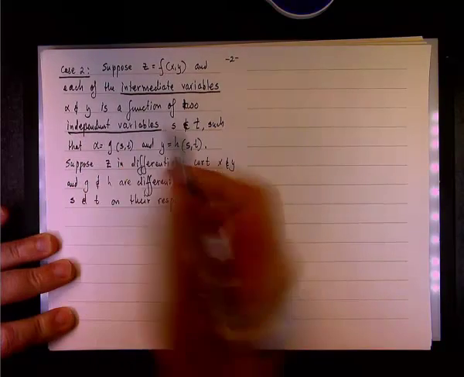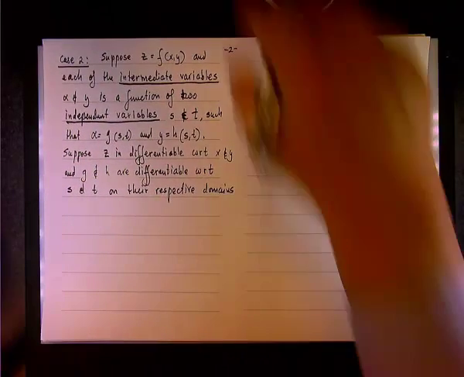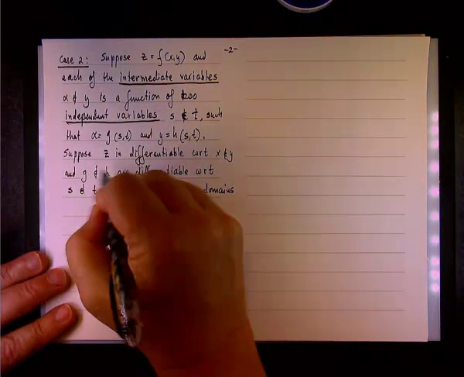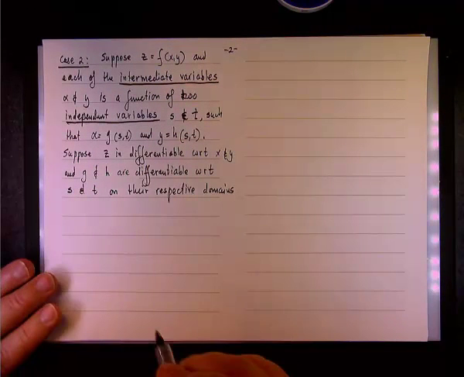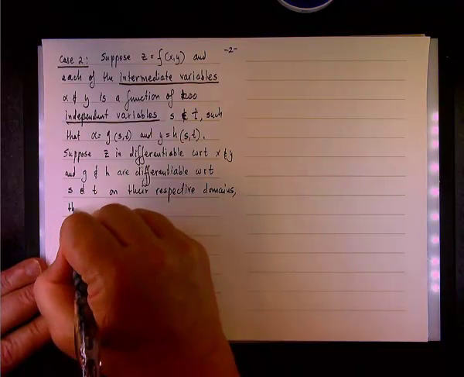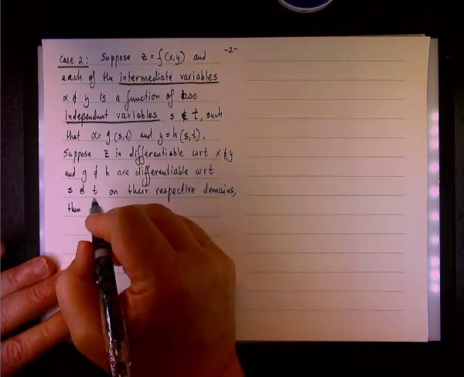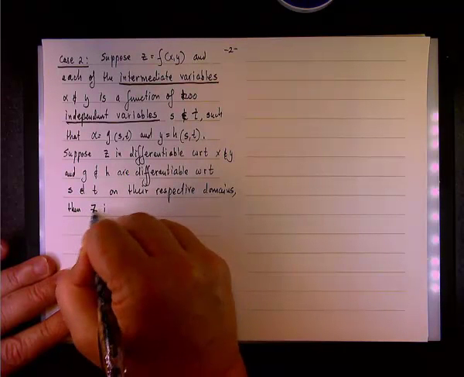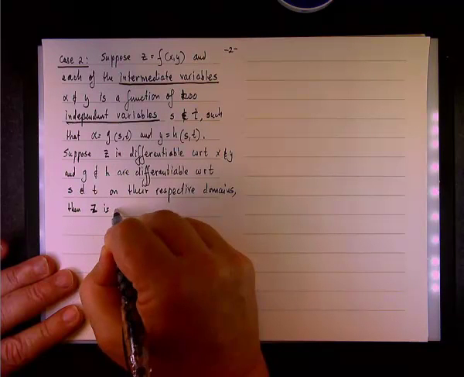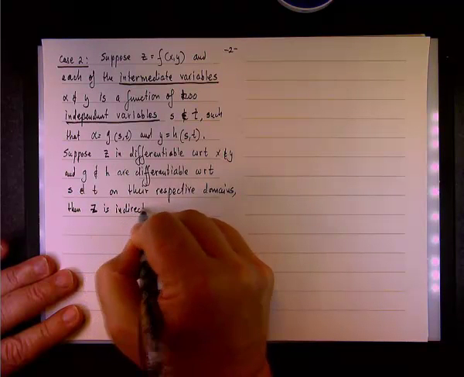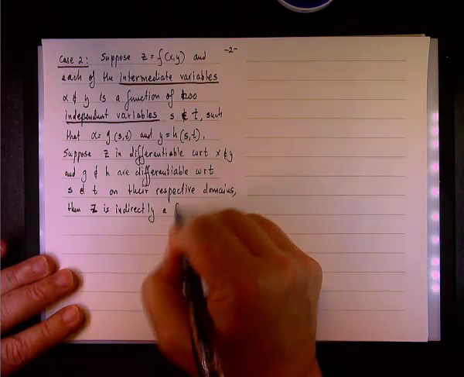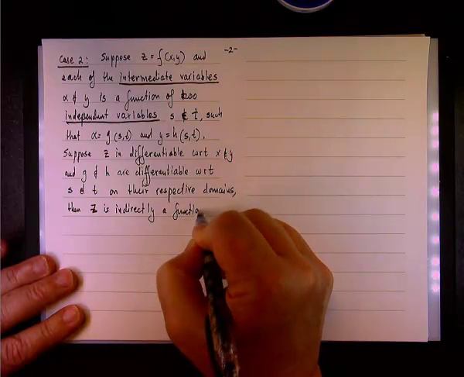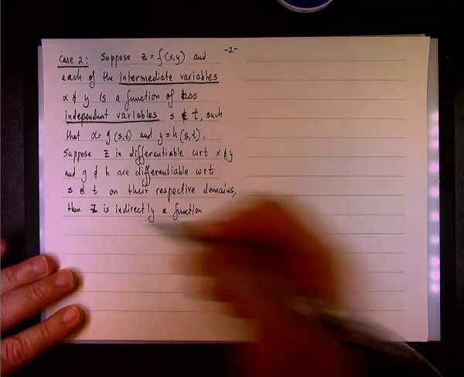We have intermediate variables, we have independent variables. So maybe we'll underline these. Each one is a tier in this multi-tier structure, and now we're going to say that we can express z as indirectly a function of s and t. I should include that indirectly in case 1.